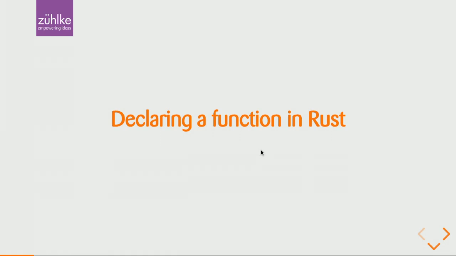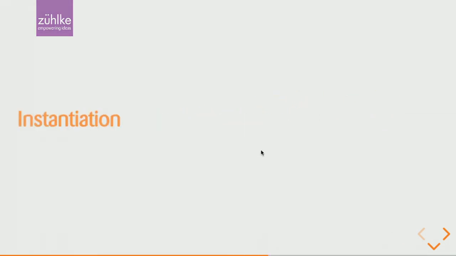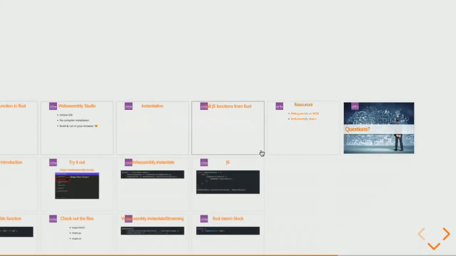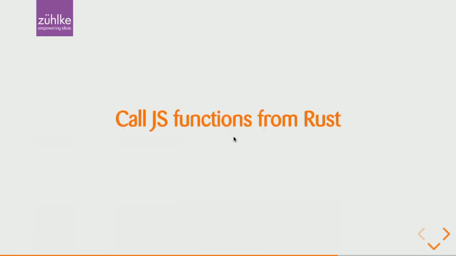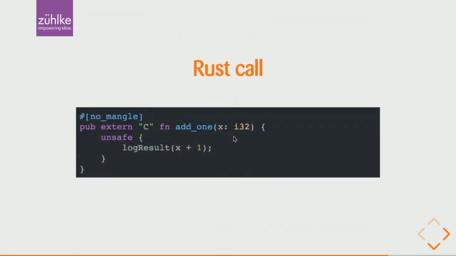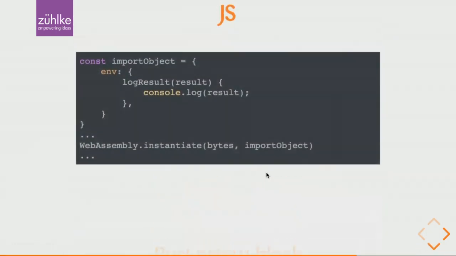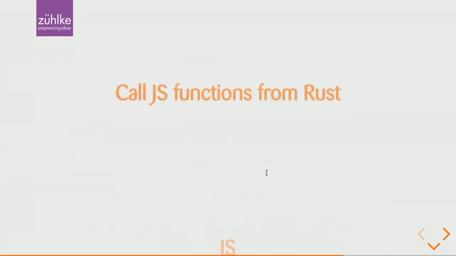Now we are at call JS functions from Rust. If you hit escape, you will get into this overview. This is actually the last exercise for that chapter. You can go into here, and then you see all these code blocks. In the end, you have the link again for WebAssembly Studio. So let's try to call a JavaScript function from Rust. You have all the code examples that you use to create this exercise.